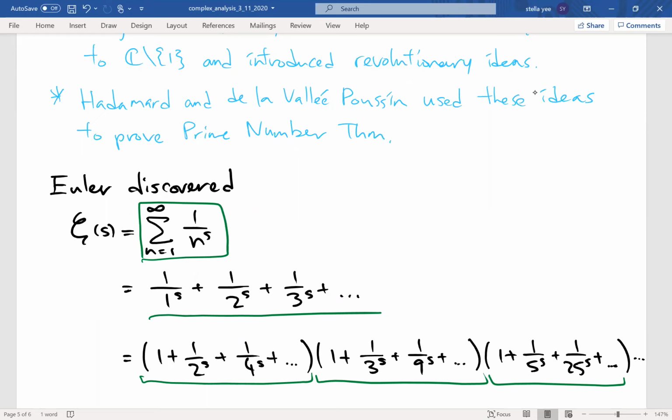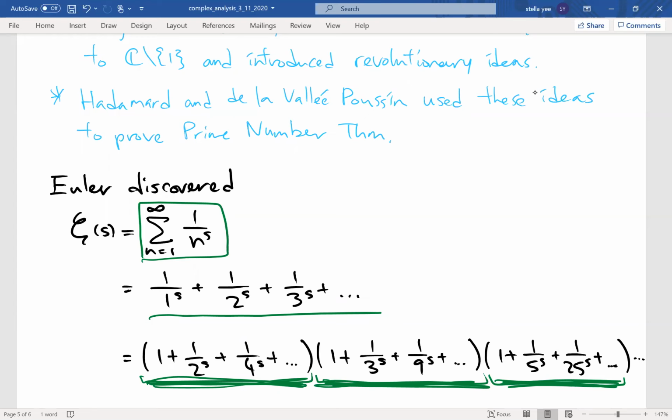So for example, 1 plus 1 over 2 to the s plus 1 over 4 to the s. So this factor is all of the powers of 2. And the next factor is all of the powers of 3. And the next factor is all of the powers of 5, and so on. So you have a factor for each prime number, and you list out all of the powers of that prime. And each number, like 1 over 12 to the s, could be written as some combination of powers of primes.